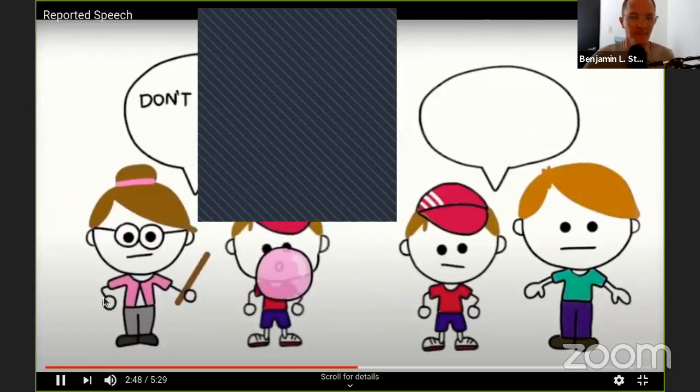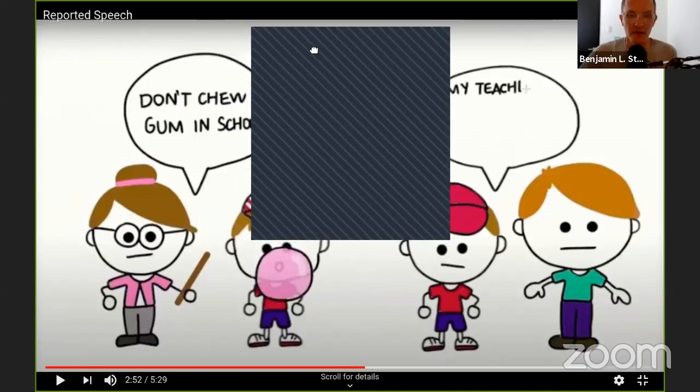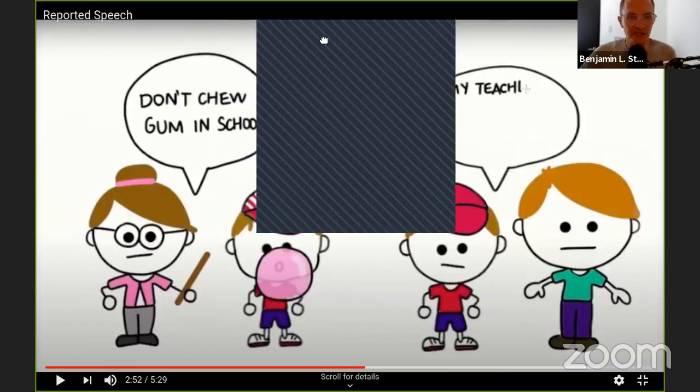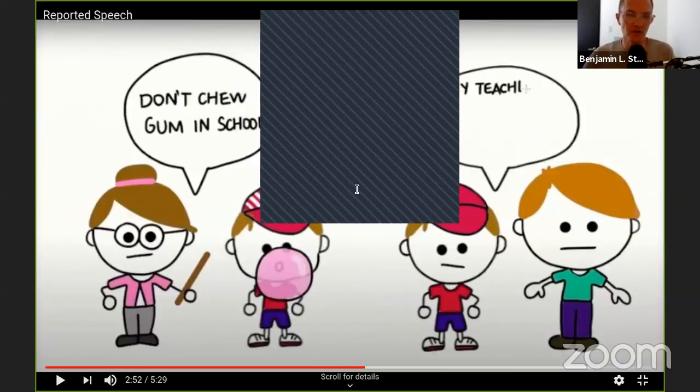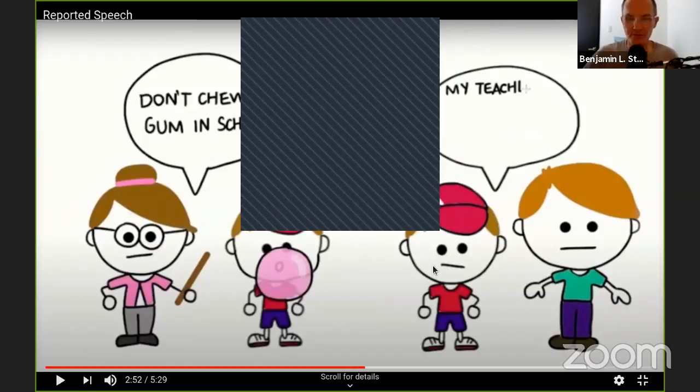Here's another. The teacher says, "Don't chew gum in school." Okay, so we've got a mean teacher and she's saying to the student, "Don't chew gum in school." So what does the student do? He's a little upset, but he's going to be telling one of his buddies the bad news. So how is he going to report what the teacher told him? What do you think?